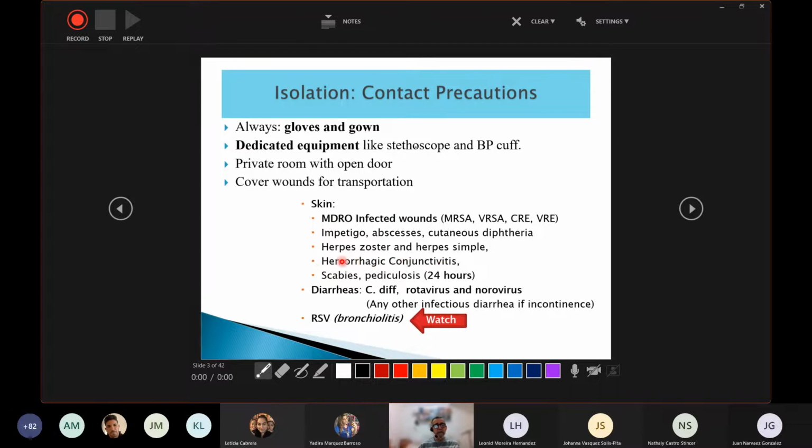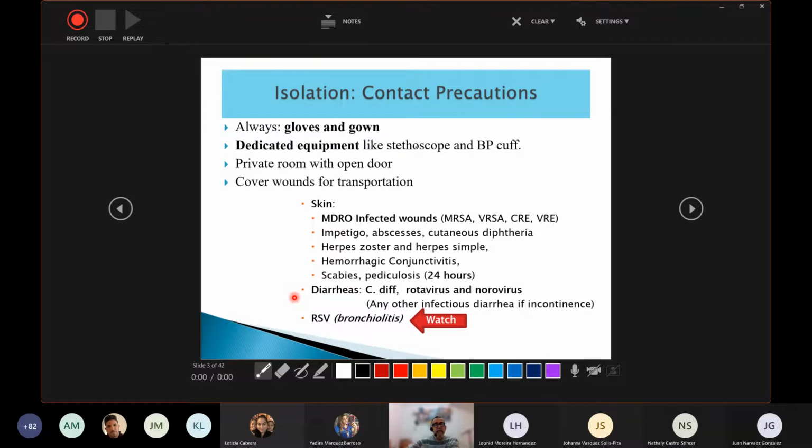Conjunctivitis, the hemorrhagic conjunctivitis, requires contact precaution. Scabies and pediculosis require contact precaution for 24 hours only. It's interesting that there are many infection control measures that are discontinued after 24 hours, and you need to know it, it's tested. So in the case of scabies and pediculosis, after administering the permethrin, after 24 hours the patient doesn't need to be in contact precautions anymore.